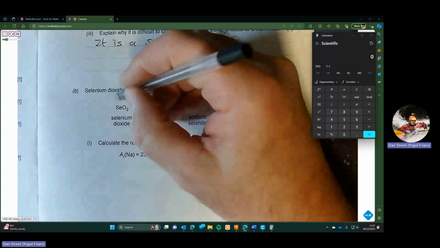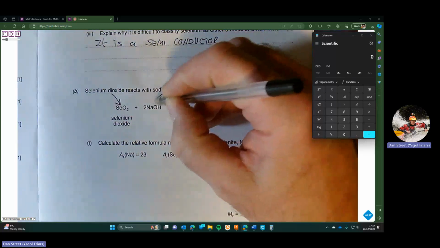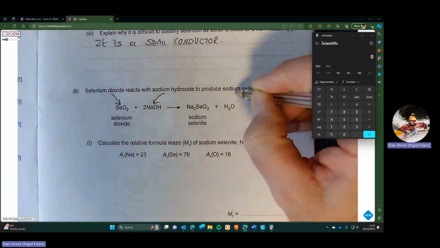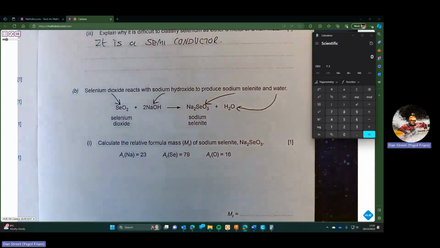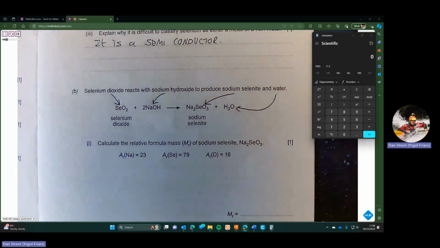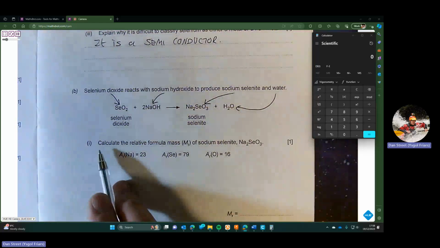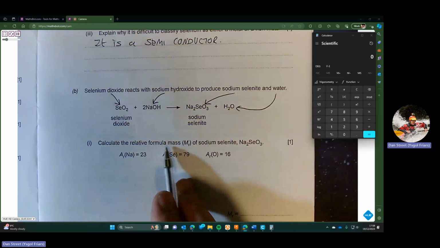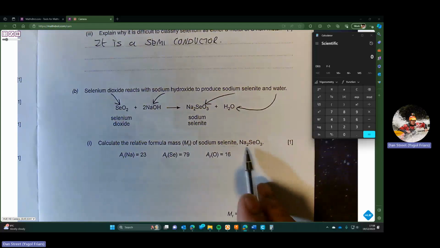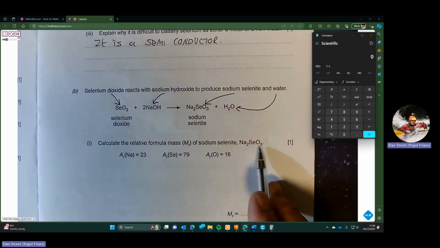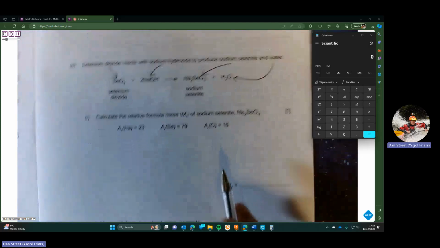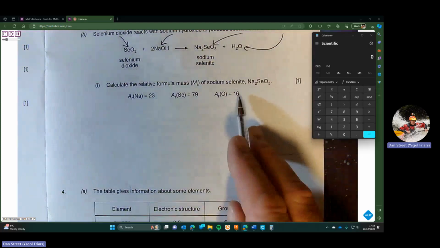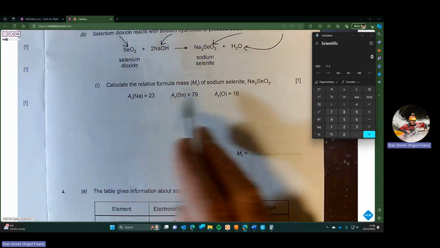Okay, so we've got selenium dioxide, sodium hydroxide, sodium selenite and water. They're all listed in order just so that you know what they are. And it asks us here to calculate the relative formula mass of sodium selenite, which is Na2SeO3, and you're given the masses actually in the question. Sometimes, or in the past maybe, they would have expected you to look up these masses in the periodic table.